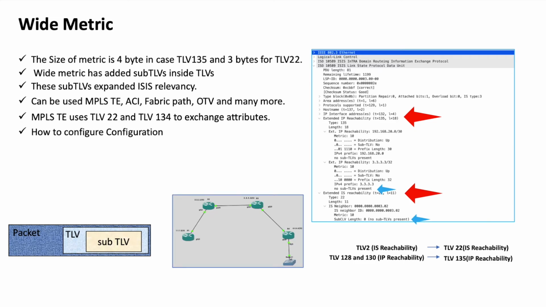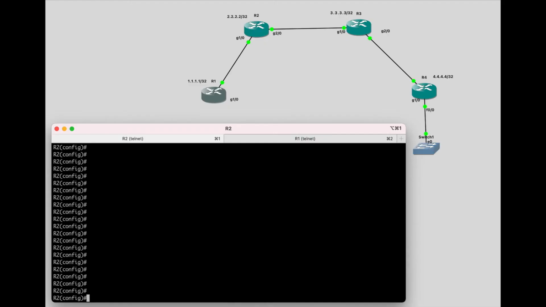Let's see how to configure wide metric. In order to configure metric, you need to go under router ISIS process, and the command to configure metric is metric style wide. Once we configure this wide metric on the router, you can go to any of the interface on the router and try to configure the metric which is higher than 64. And you can see that here I have done it for loopback 1 and it has not thrown any warning to me.